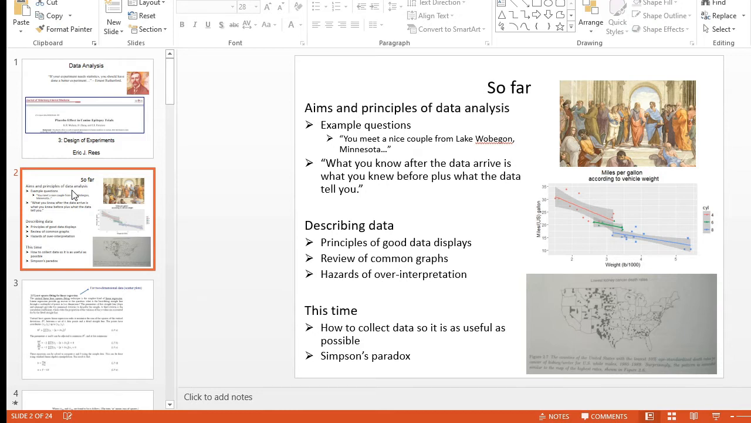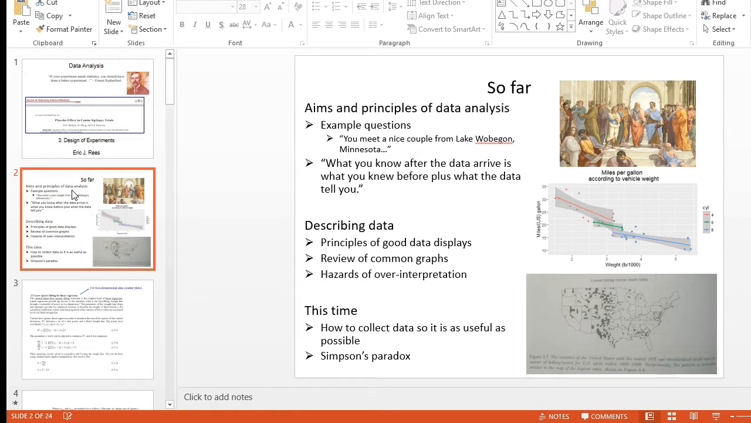I've given some example questions for this in the first lecture, and in part 2 and 3 we looked at methods for describing data. So descriptive statistics, principles of good data displays, and some of the hazards of overinterpretation. In this part, I want to look at Simpson's paradox, probably the most important hazard, or mistake that you can make when analysing data, and we'll look at how to avoid that.